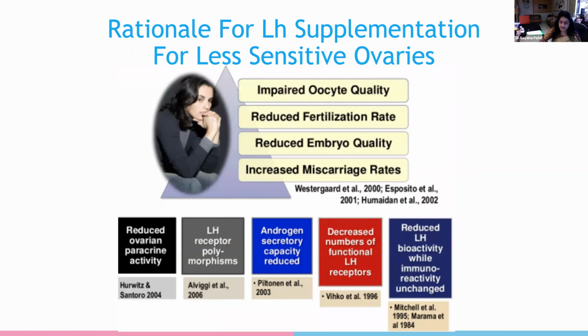LH supplementation is very helpful in reducing the miscarriage rate, improving the oocyte rate, improving embryo quality, and increasing the fertilization rate by various mechanisms. It could be the ovarian paracrine activity, LH polymorphism, androgen secretory capacity, decreased number of functional LH receptors, and reduced LH bioactivity.